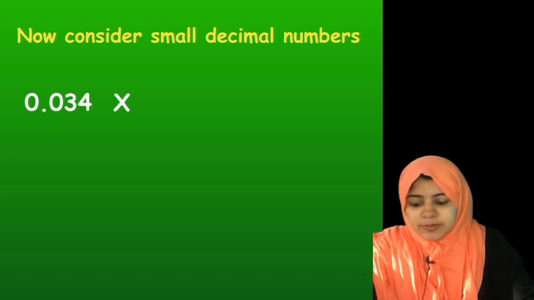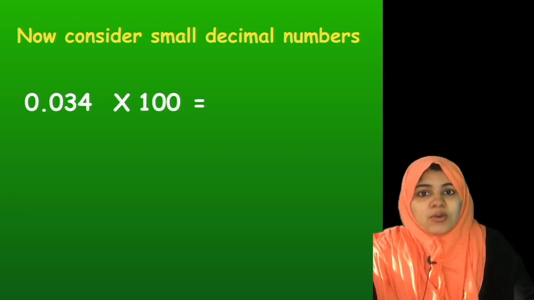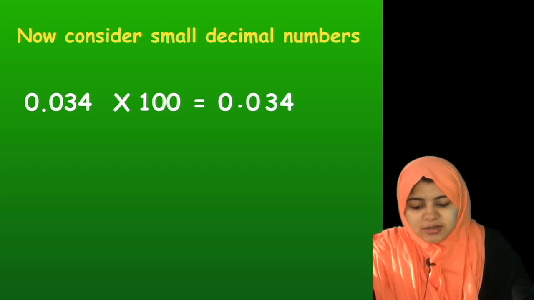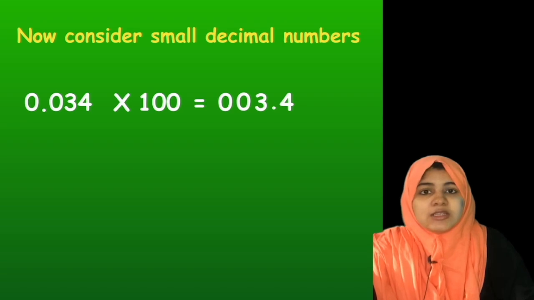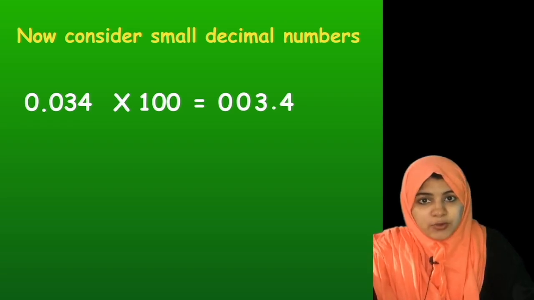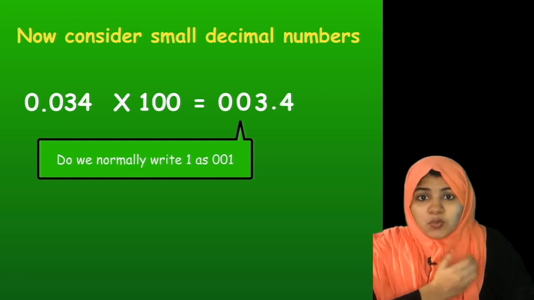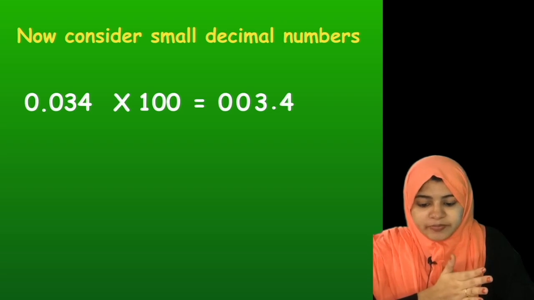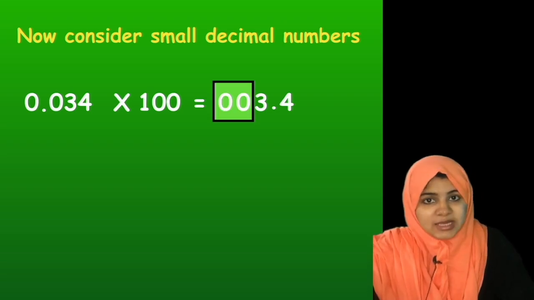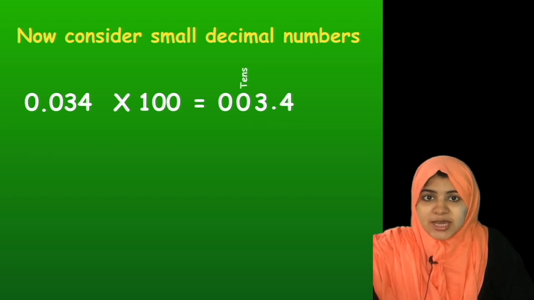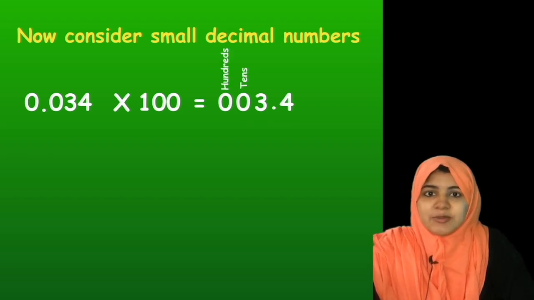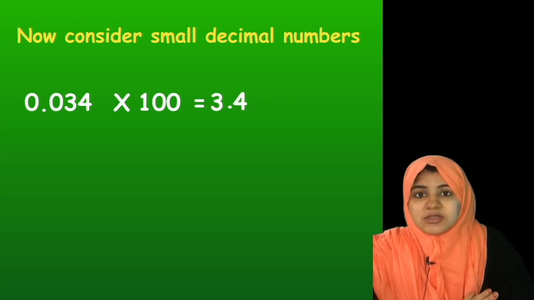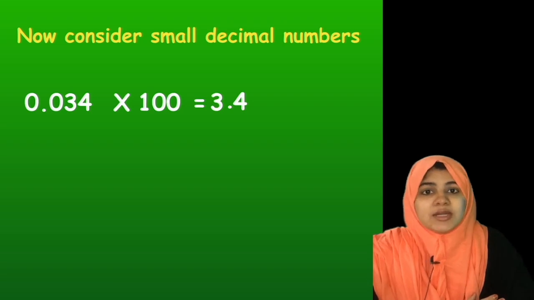Now, consider a small decimal number, for example, 0.034. Here, we are multiplying it by 100. So, what happens? We have to move the decimal point 2 places to the right. See here? 1 and 2. So, the answer is 003.4. Do we normally write 1 as 001? Of course not, right? So, here, these zeros are just the placeholders which represent 0 tens and 0 hundreds. So let's remove them. And the answer is 3.4. So 0.034 multiplied by 100, we get 3.4.